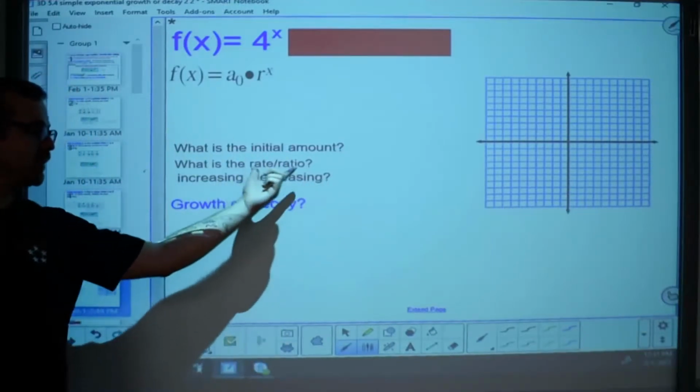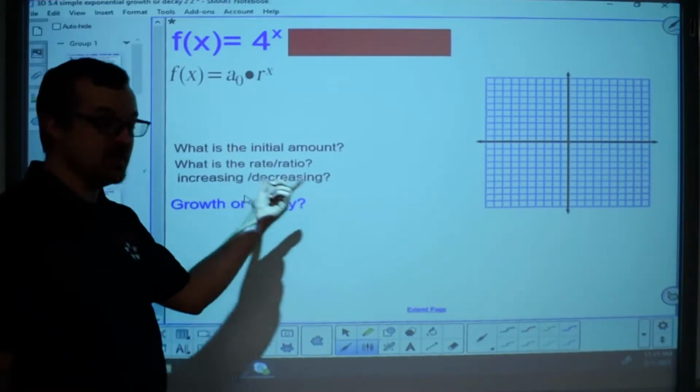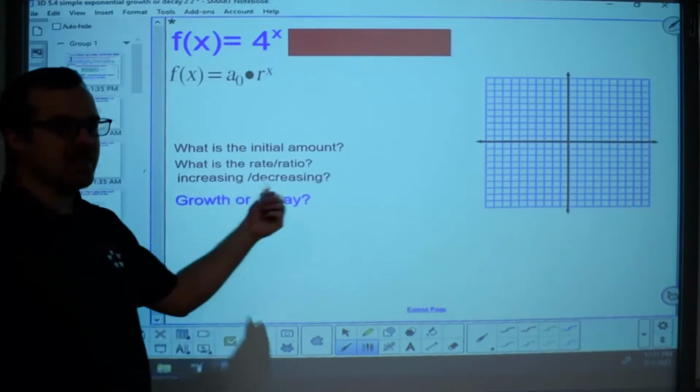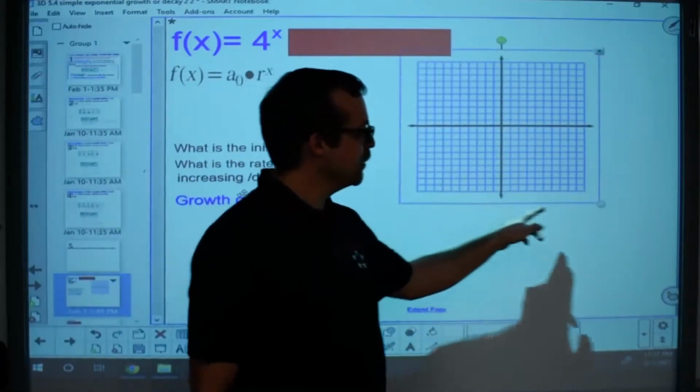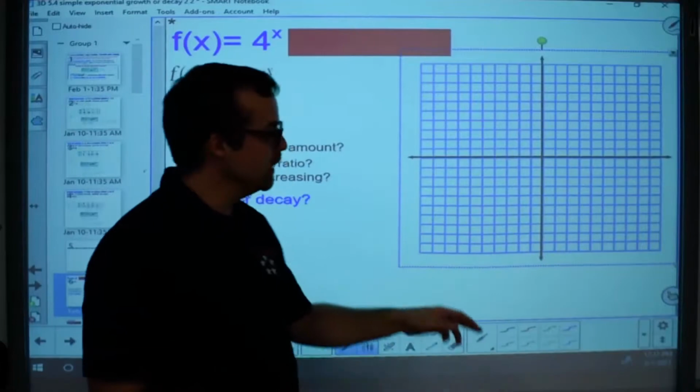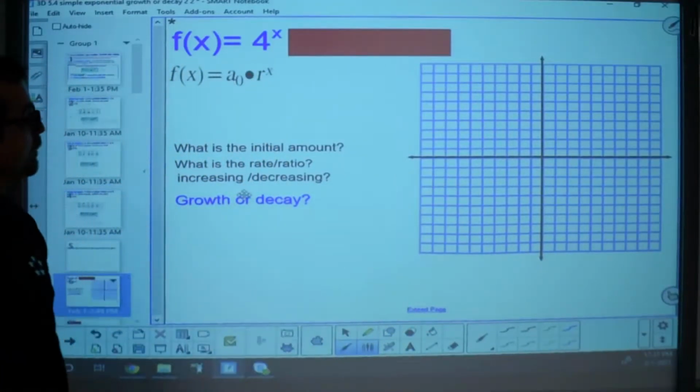What is the initial amount? What is the rate ratio? Is that increasing or decreasing? Is that growth or decay? And then I'm just going to give you a quick sketch of that right here on this graph so you guys can kind of see what's going on there. So let's go ahead and go through with this.